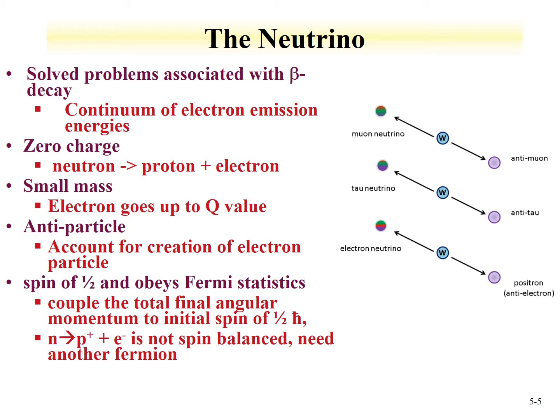And it needs to be an antiparticle, because we are creating a particle, an electron, so we need to create some antimatter. And it needs to obey Fermi statistics. It has a spin of 1/2. This is so that we can couple the initial and final states. We need to balance this reaction of a neutron to a proton plus an electron. It's not spin balanced. We need to have another spin associated with it. And this is where we get these behaviors that Fermi described as the neutrino. So it's small mass, zero charge, and obeys Fermi statistics.